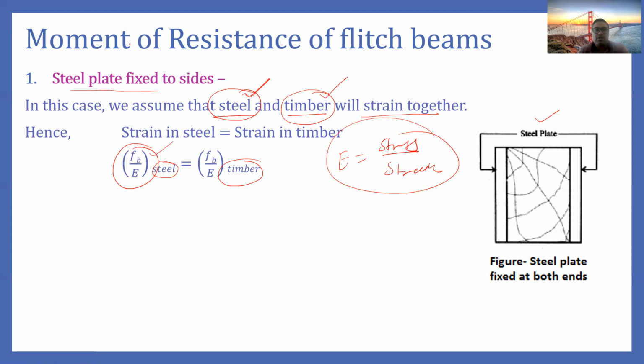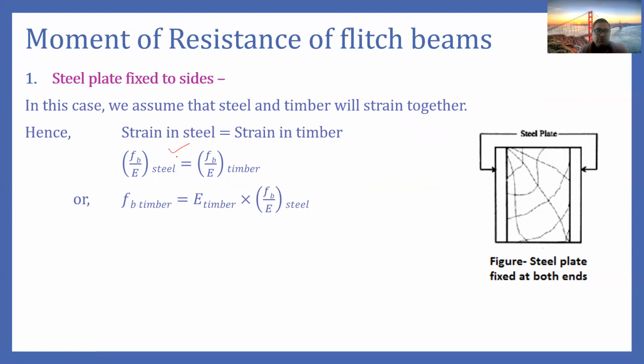Because we are talking about the moment of resistance, we are concerned with bending, so this F will be the bending stress. With this assumption, we can calculate the moment of resistance also. If both of these strains are equal and we know three values, we can find the fourth value. For example, if we have to find the bending stress in the timber, and we know the bending stress in steel, the Young's modulus of elasticity of the steel and the Young's modulus of elasticity of the timber, we can easily find the bending stress in the timber with this relation.